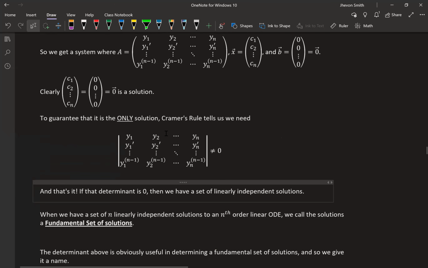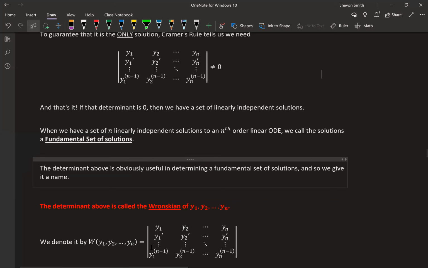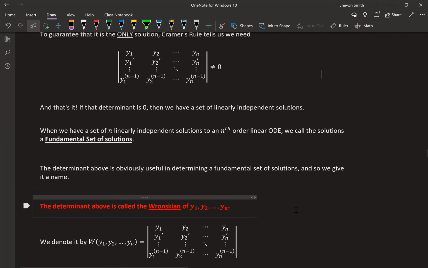Now, obviously, this determinant is pretty important. So what do we do when something is important? We give it a name. The determinant above is called the Wronskian, right? So there's something that's called a Wronskian. That's what you should now know. That's the new word of the day, Wronskian.